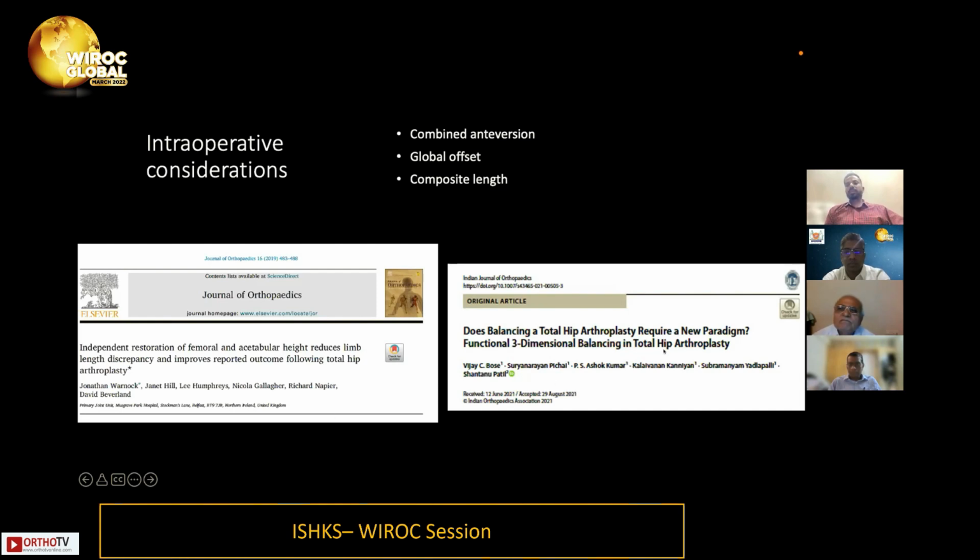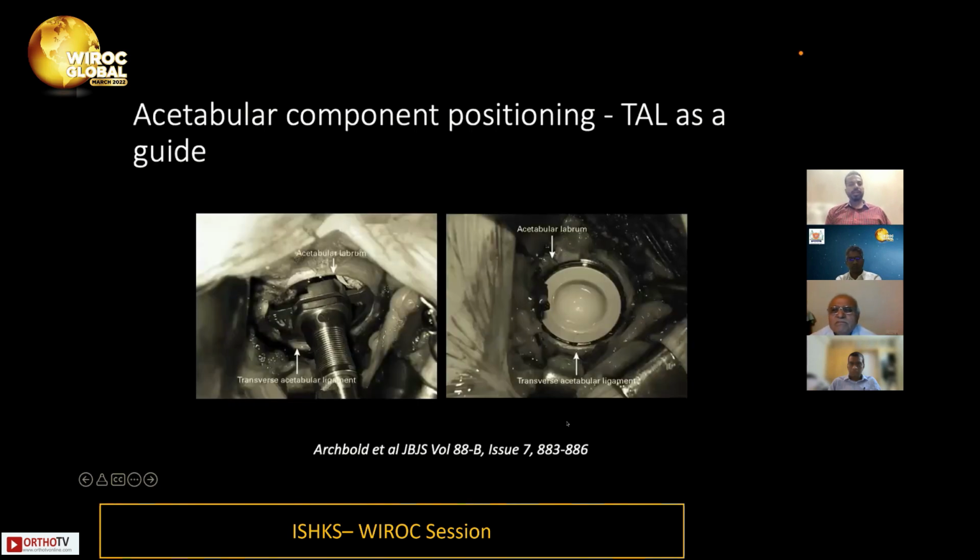And we have this functional 3-dimensional balancing approach, which has been published by Dr. Bose et al., which incorporates the use of a leg length stitch and the anteversion wedges in order to have a 3-dimensional orientation of the hip to restore the combined parameters of combined anteversion, global offset, and composite length, which makes more intuitive sense in the modern day.